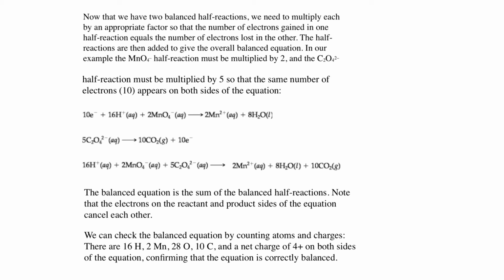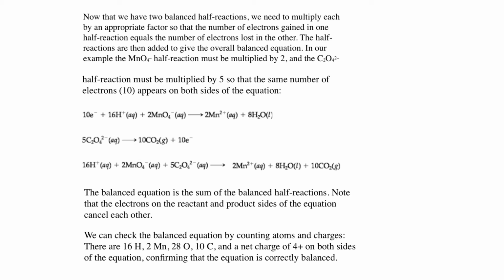Now that we have 2 balanced half reactions, we need to multiply each by an appropriate factor so that the number of electrons gained in one half reaction equals the number of electrons lost in the other. The half reactions are then added to give the overall balanced equation. In our example, the permanganate half reaction must be multiplied by 2, and the oxalate half reaction must be multiplied by 5 so that the same number of electrons, 10, appears on both sides of the equation.